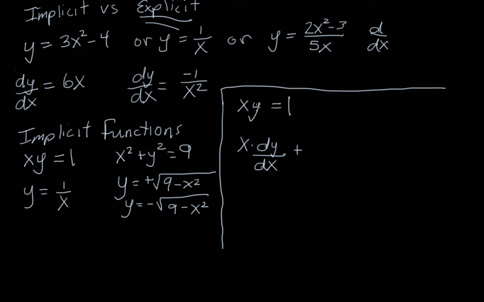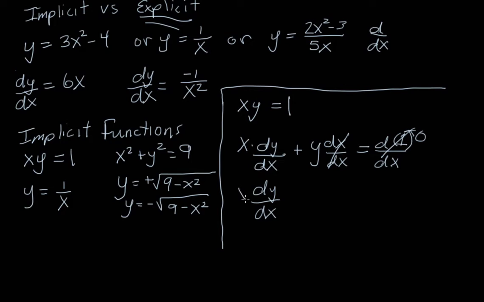I'm taking the derivative of y with respect to x, plus my second function, which is y, taking the derivative of x. Really what we're doing is we're saying that's dx/dx, and so that's just 1, equals, and then we're going to take the derivative of a constant, and so that's just 0. And so we get dy/dx times x equals negative y, and so dy/dx equals negative y over x.